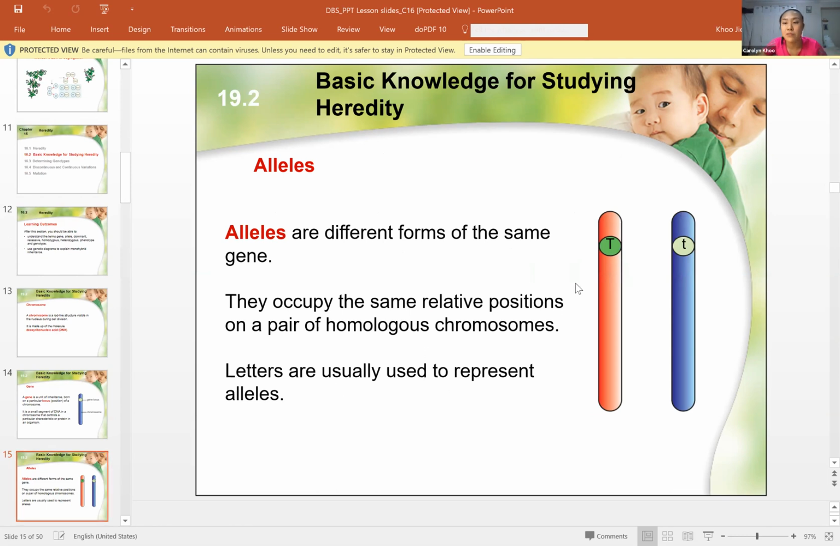For example, I have the gene for can roll tongue or not. Then I have the allele for can roll tongue, cannot roll tongue. Or I have the gene for height. So I have the allele for tall or the allele for short. So the letters represent the different alleles.